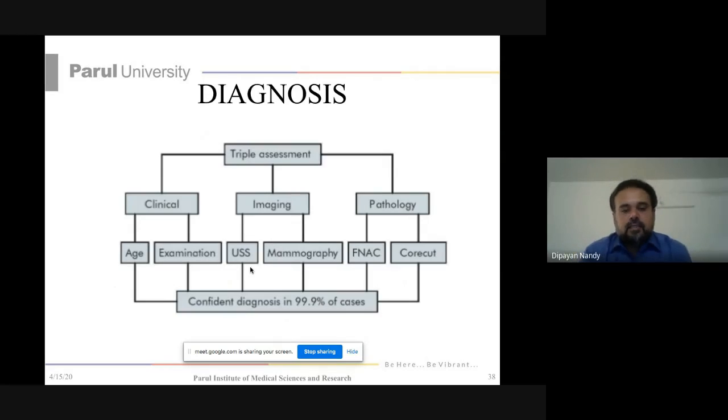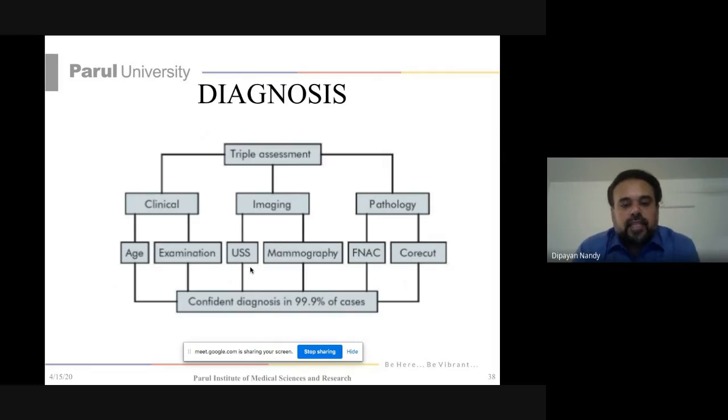Classically, this is a diagram which has been given in the Love and Bailey Book of Surgery since I think almost 50 years now. So the basis has not changed. The basis of diagnosis of CA breast remains the same. It is a triple assessment: clinical, imaging, and pathology. Clinical means a thorough clinical examination and history taking, which we saw right now, that we have to check for all the risk factors, all family history, and of course a thorough physical examination.